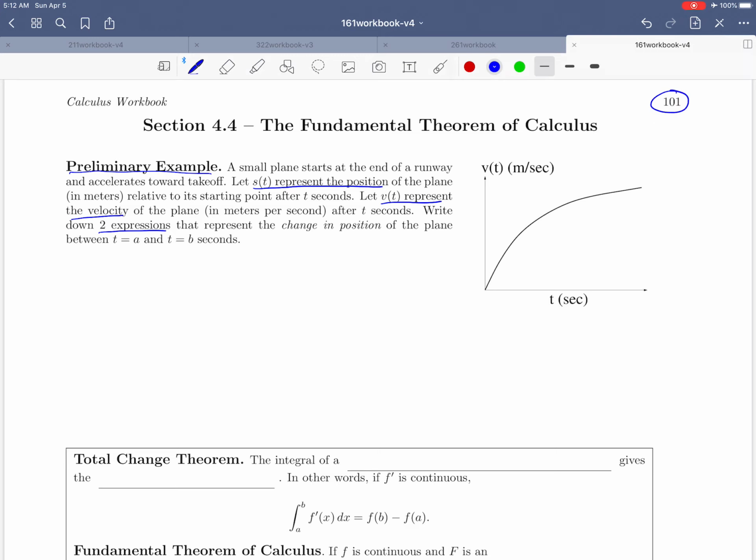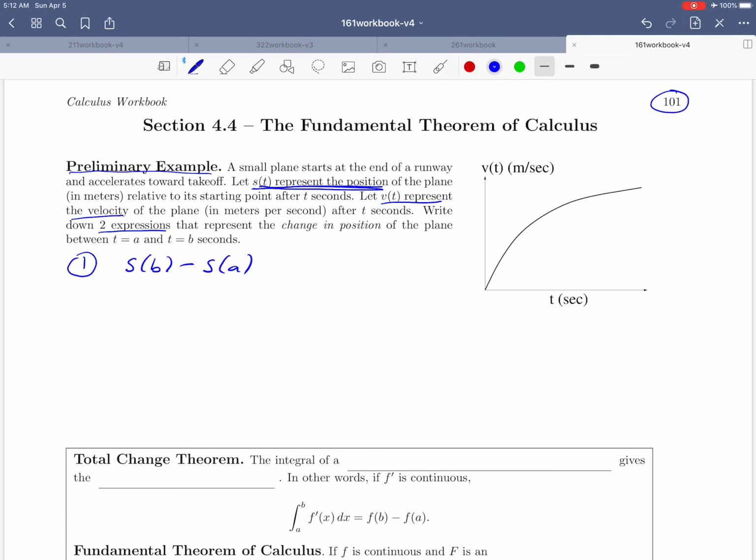Well, one way that we could represent that change in position is using the first of those two functions. If S of t really represents the position, we should be able to get that change in position by just subtracting two position values, S of b minus S of a. That would be a very direct way of measuring that position change.